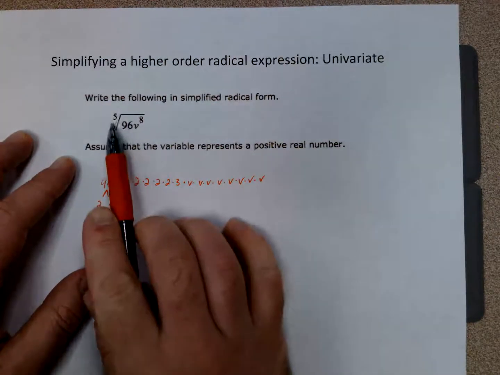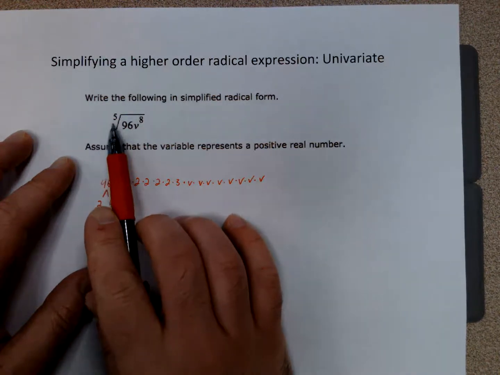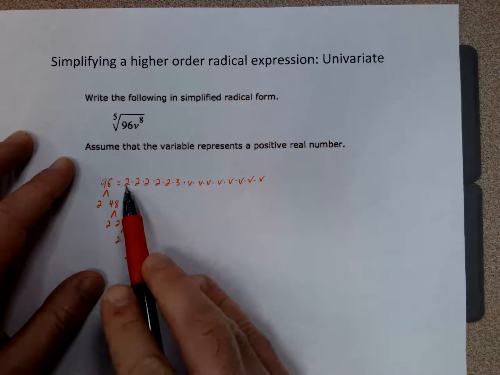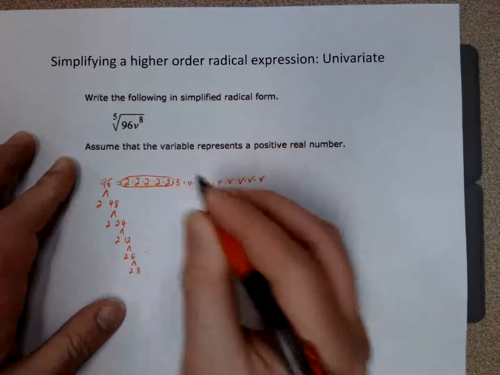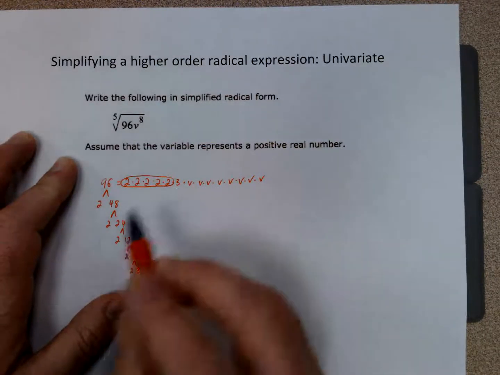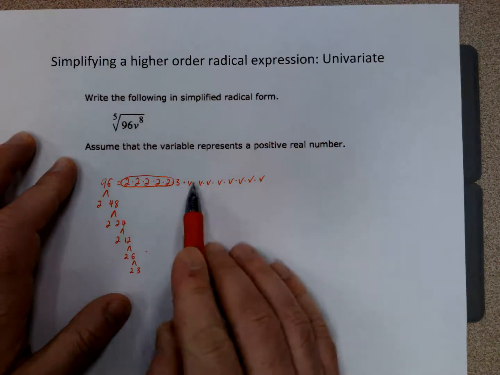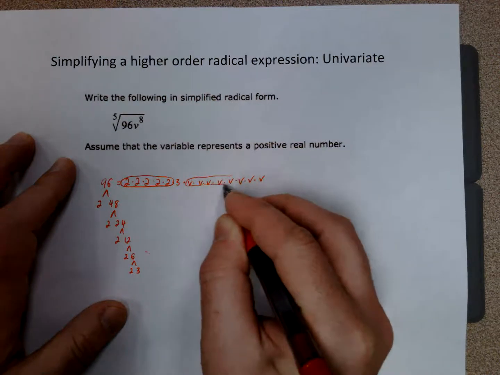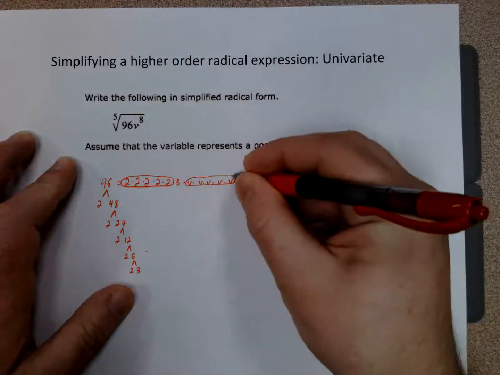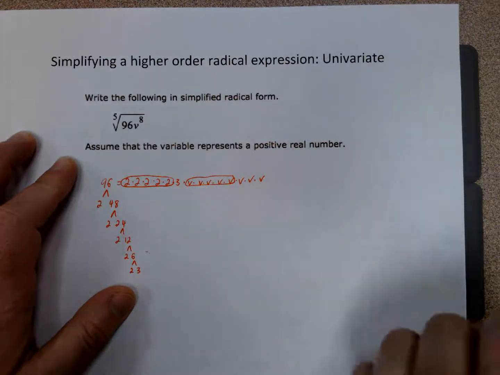Remember, this index number tells us how large of a matching group we're looking for. So I need 5 matching things to circle it and make it into a single group. Here I have 2, 2, 2, 2, 2. So I have 5 2s, so that's a single group. I have one 3, so that's not even close. And I have 1, 2, 3, 4, 5, 6, 7, 8 v's. So I can circle 5 of them, 1, 2, 3, 4, 5, and it doesn't matter which ones, really. So that's a group of 5 v's, and I have 3 left over.